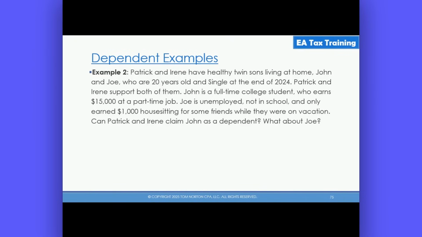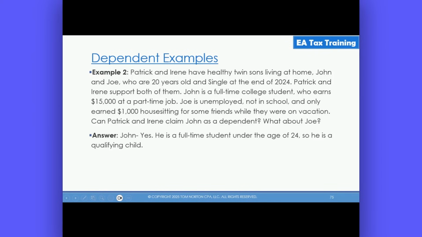That's the easy one. John is 20, so he's over age 18, but he is under age 24 and he is a full-time student. Now, he does earn $15,000 at a part-time job, but that's not relevant to the question because we already said that Patrick and Irene support him and he lives with them. So the fact that he earned that money at a job is not relevant for purposes of determining whether or not he is a dependent.